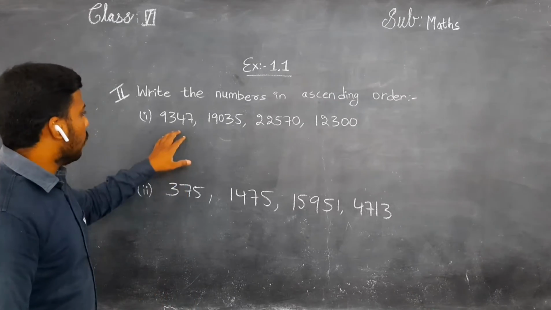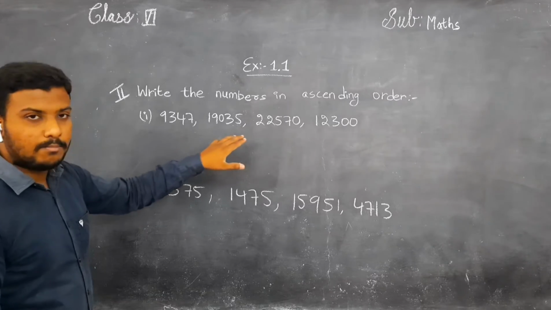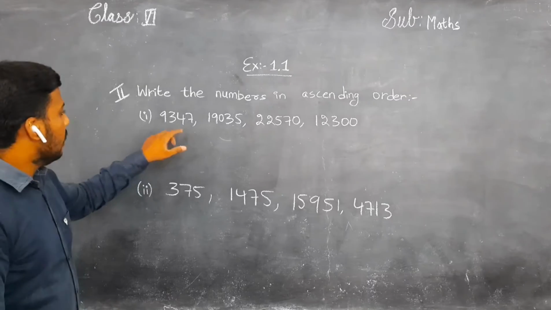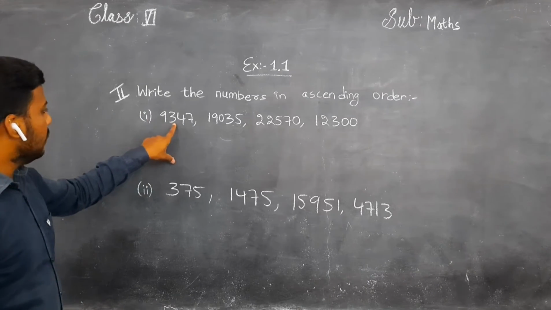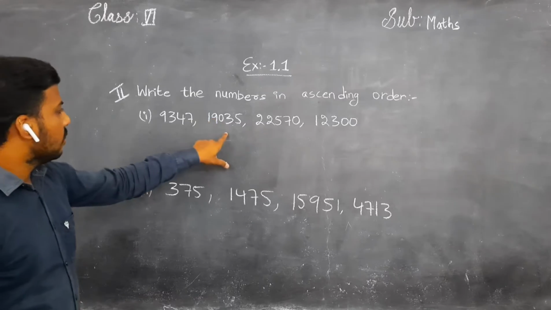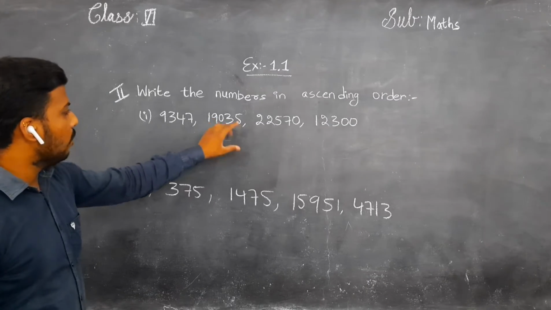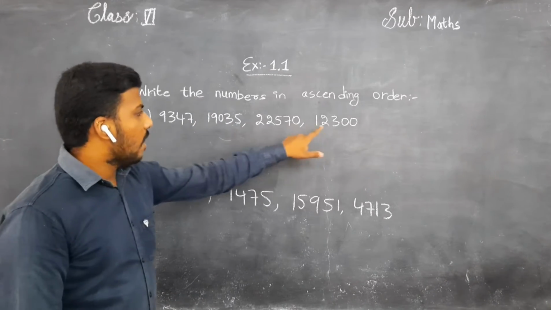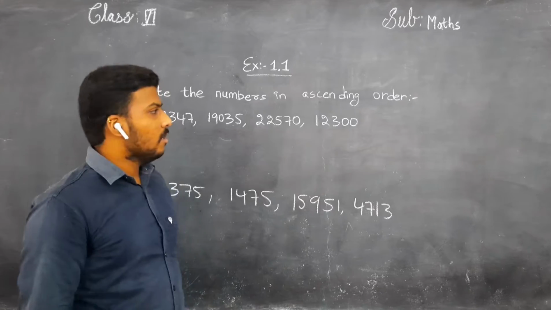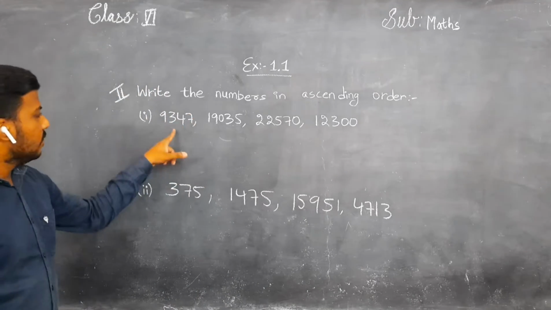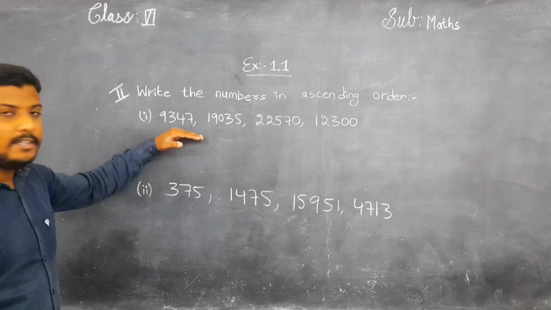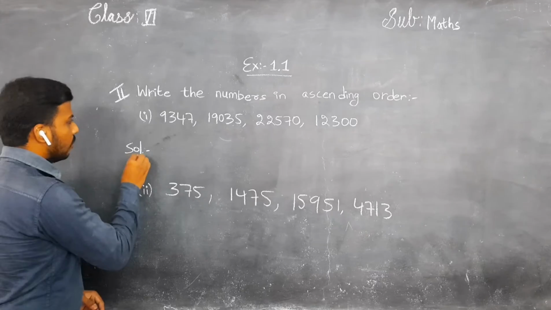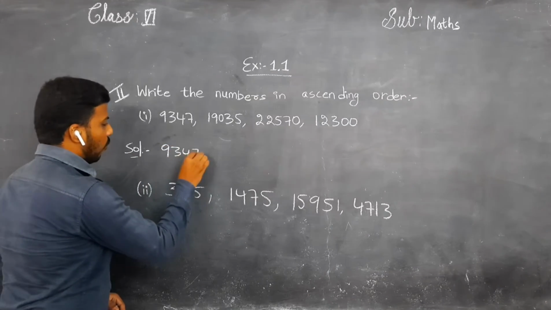We'll see. First of all, we have to know the digits. Understand children? We have to know the digits. Suppose you take this number, it consists of 4 digits, 9, 3, 4 and 7. Next 1, 9, 0, 3, 4, 5 means it contains 5 digits. Here it again contains 5 digits and this number also contains 5 digits. Then you can obviously say this is the smallest number, as it contains only 4 digits. So you can write 9347 is the smallest.